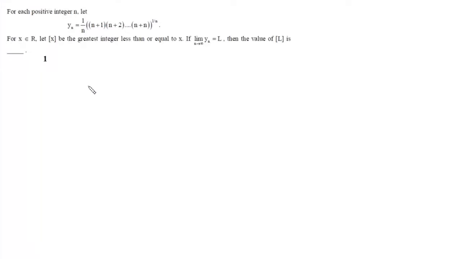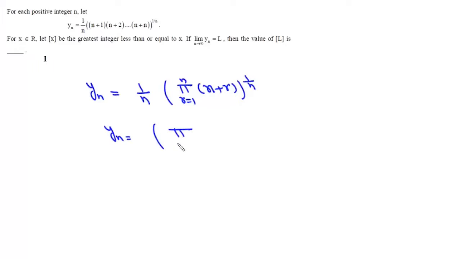Now here the question is, for each positive integer n, let yn equal 1 upon n, and here we write this as the product r varies from 1 to n of (n plus r) whole to the power 1 by n. Now we'll take this n inside, so we can actually write this as yn equals the product r varies from 1 to n, and this n upon n will be 1, and it will be (1 plus r by n) whole to the power 1 by n.